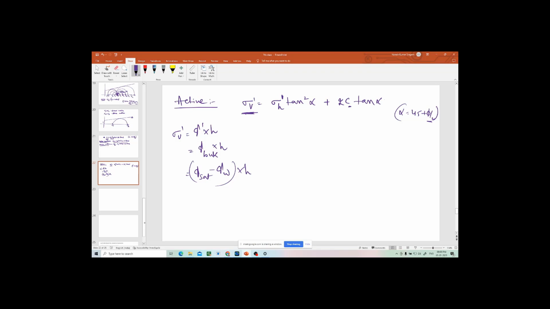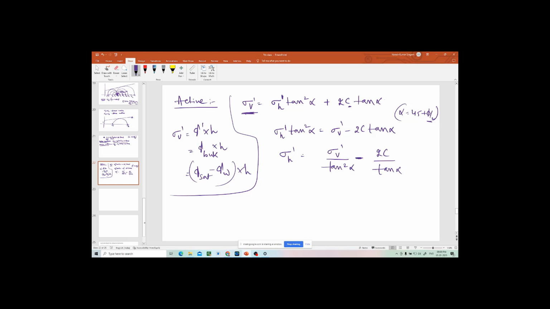But better, we will bring it to the left side so that everything is on the right side and only sigma h is on the left side. Like that we will make the formula. Okay, let us make the formula. So now sigma h dash tan square alpha equal to sigma v dash minus 2c tan alpha, and sigma h dash equal to sigma v dash by tan square alpha minus 2c by tan alpha, because it is tan square, so tan will be cancelled. Now this is the thing. You can find out sigma h here.